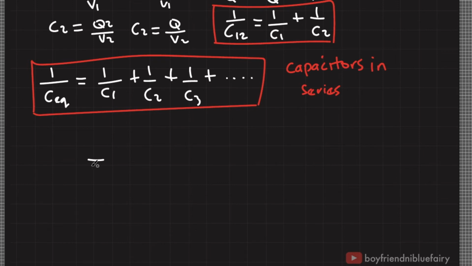Let's now derive the expression for capacitors in parallel. Let's assume that this capacitor has a capacitance of C sub 1 and this one C sub 2.